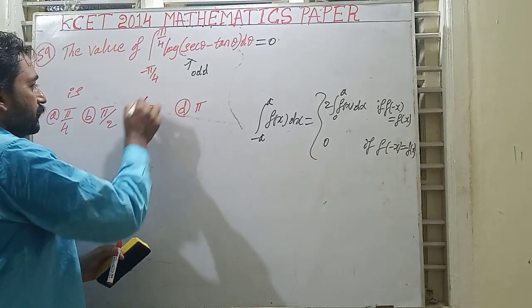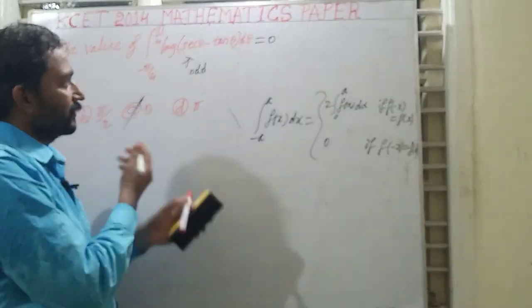So directly write down the answer is 0 because it is an odd function.